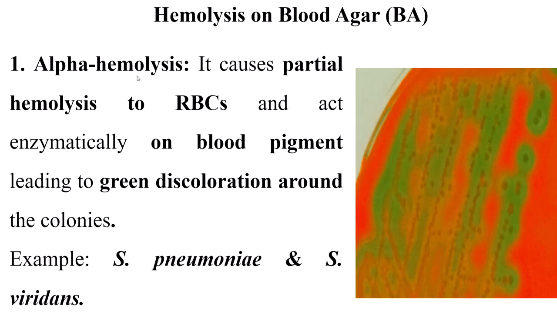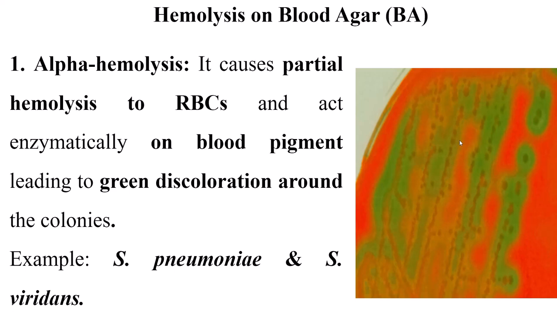The first classification we have is alpha hemolysis. It causes partial hemolysis to RBC and acts enzymatically on blood pigment, leading to a green discoloration around the colony. When we have Streptococcus pneumoniae and Streptococcus viridans, these two species of the Streptococcus genus, when they grow on the blood agar, they produce a colony, and around this colony, they produce a green discoloration zone.